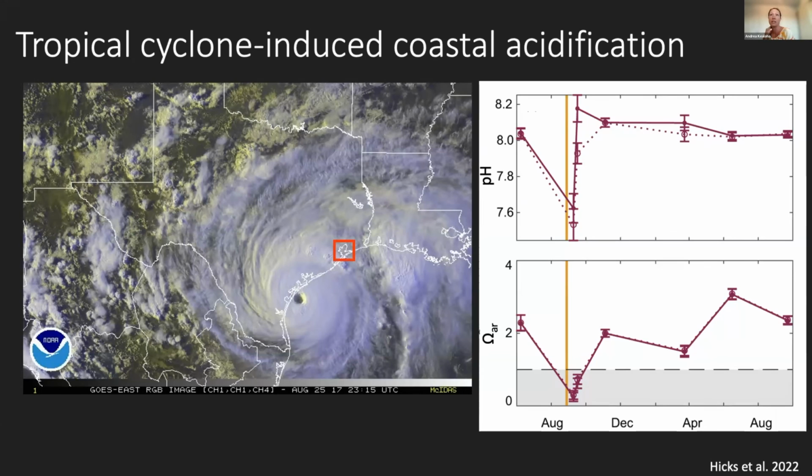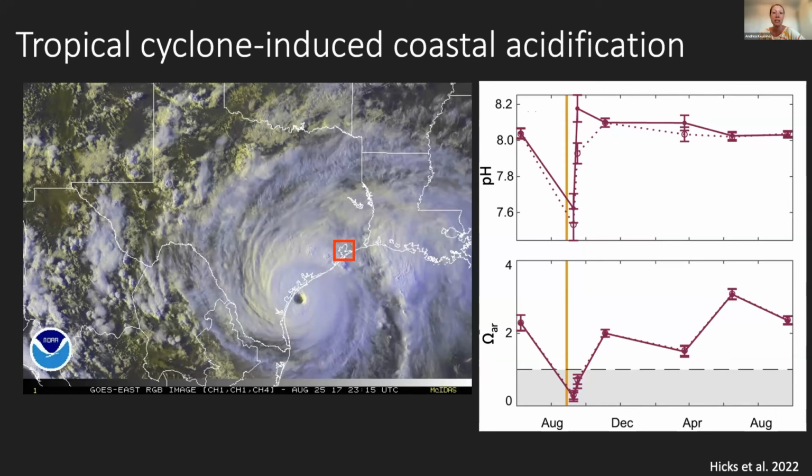So Hicks et al. conducted a study in which they looked at the effects of these floodwaters on the carbonate chemistry of Galveston Bay. The top figure is showing pH, and the bottom figure is showing the saturation state of aragonite, and this is over approximately 1 year. The first symbol is pre-Harvey conditions. The orange line is during Harvey, so that's a 4-day period. And then the first symbol after that line is about 2 weeks after Harvey.